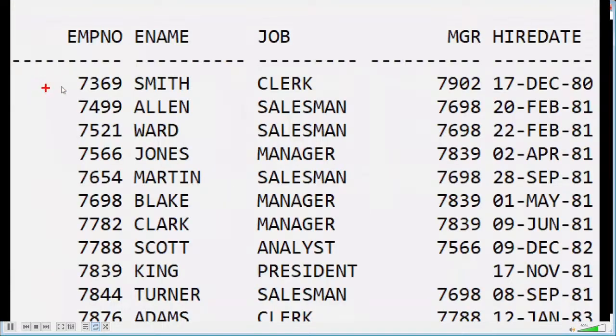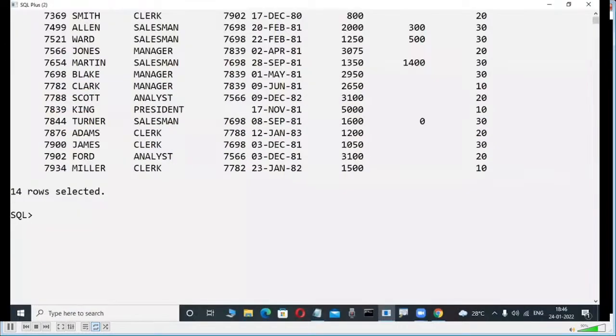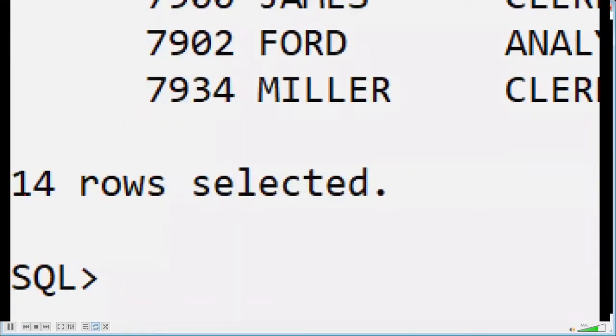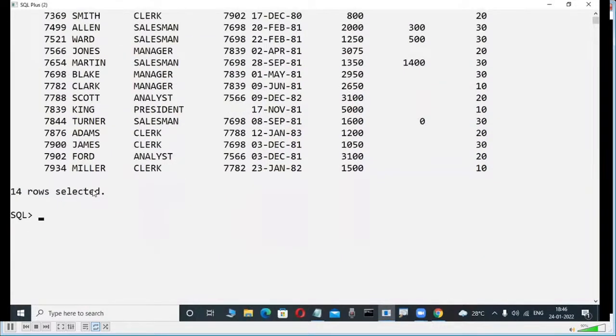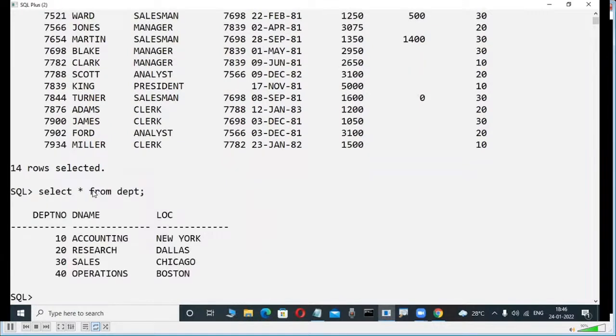How many rows are there? Check it out. 1, 2. These are called rows. How many rows are there here? 14 rows are there. Okay, this is a big table. EMP is a table. Again, observe here, another small thing. Maybe some other table is there. DEPT is some table.